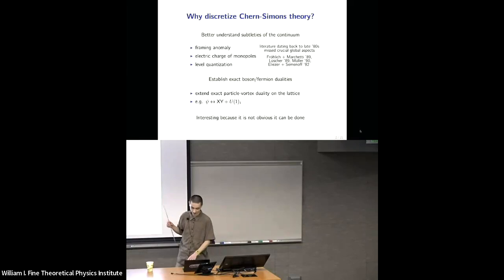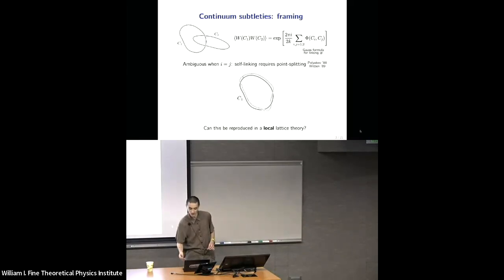And finally, it's interesting because it's not obvious that Chern-Simons theory admits a lattice regularization. I think there might even be some lore or belief in the community that it can't be done. So what's one reason why this is not so trivial? One of those reasons is the need for framing.